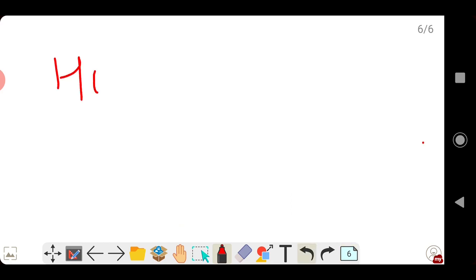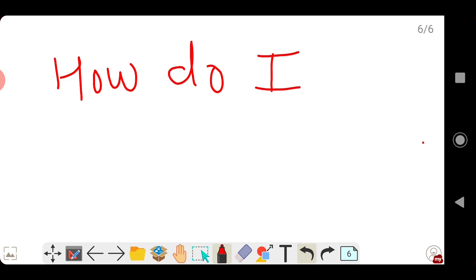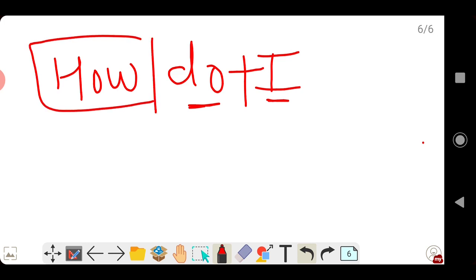How do I? Because always we use do with I. This is the combination, do plus I. How is the separate word here. If you are trying to express your action here, you can. How do I eat this? How do I play? How do I go?